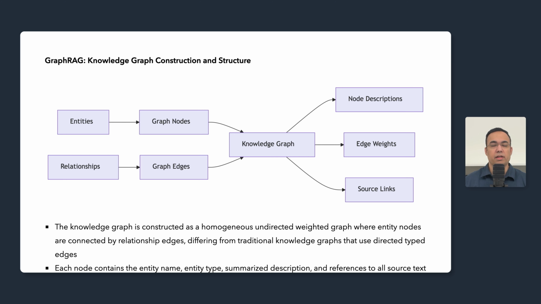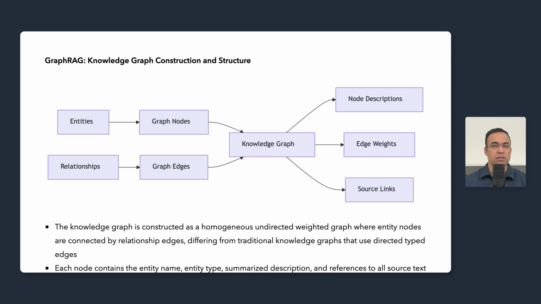Each node in the graph contains several pieces of information. The entity name identifies a node. The entity type provides semantic categorization. The summarized description captures what we know about the entity from across the corpus, and references to the source text units where the entity was mentioned enable provenance tracking back to the original documents.